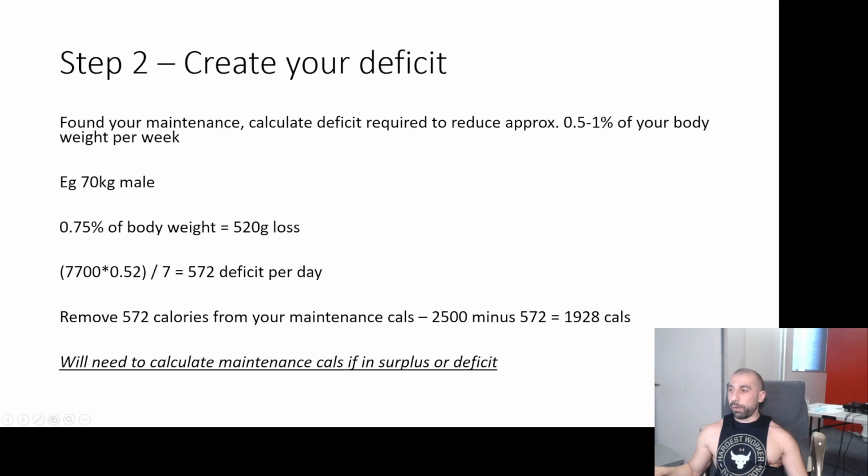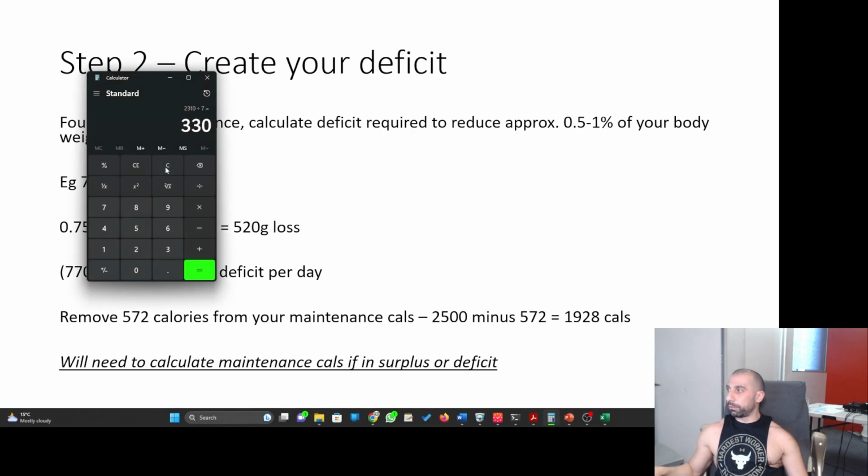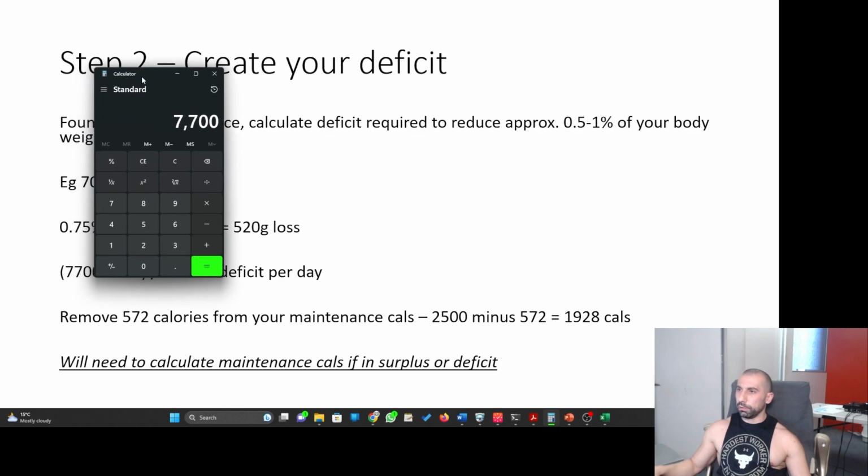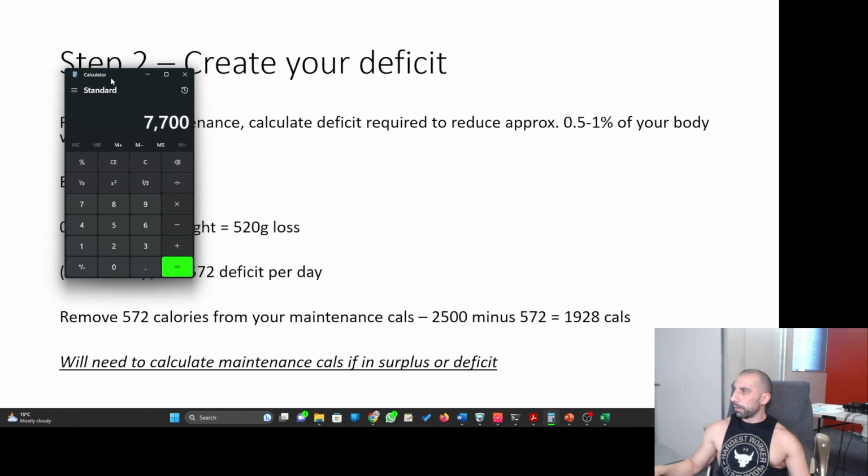So going back to that equation that we used in a couple of slides ago, we know 1 kilo of body fat was around 7,700 calories. What do we want to lose? We want to lose 520 grams. So if we times that by 0.52, that's our 520 grams, equals, divide this number by 7, because this is the weekly calories. We want to know how much of a daily deficit do we require. So divide that by 7, okay?